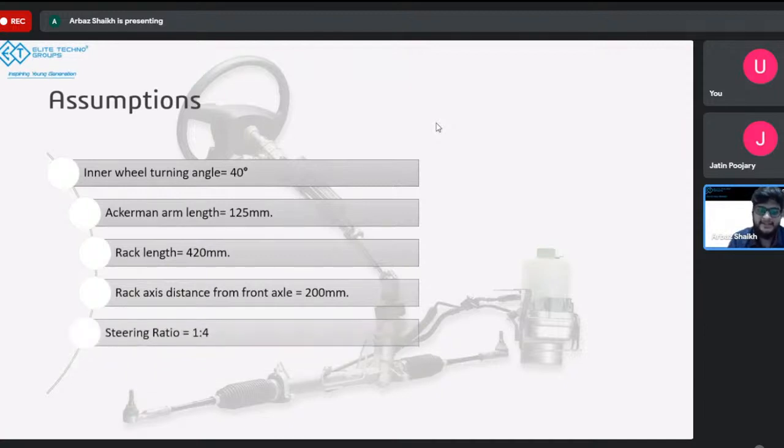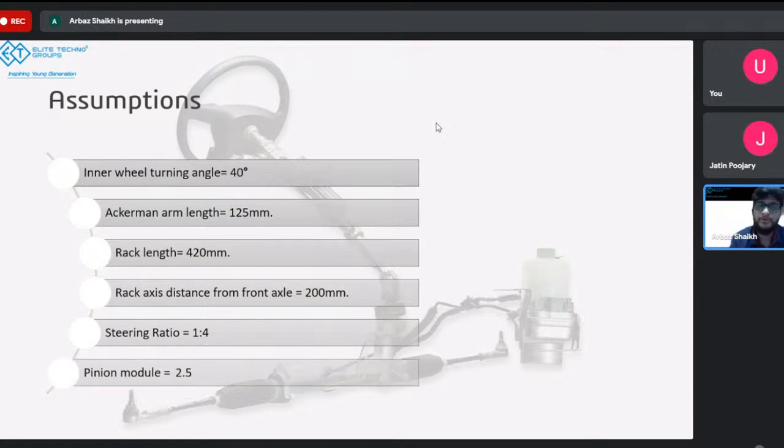Okay. Next is the steering ratio. Steering ratio is basically the ratio of how many degrees you have to turn your steering wheel to get 1 degree turn in your road wheels. Like I said, the steering wheel will be turning more than the road wheels to reduce the steering effort, right? So when I say my steering ratio is 1:4, I mean that the road wheels are turning by 1 degree and the steering wheel is turning by 4 degrees. So that's what the steering ratio means.